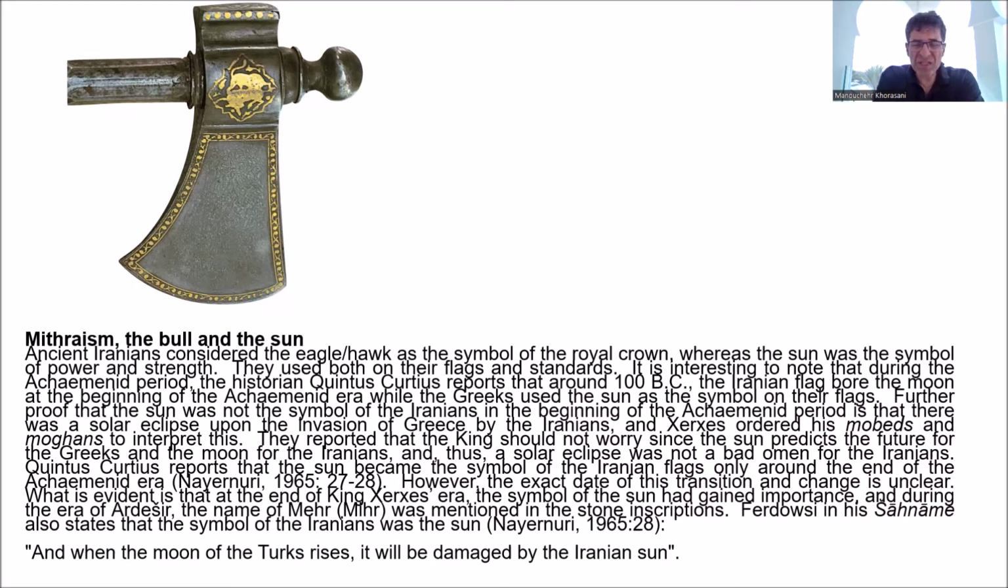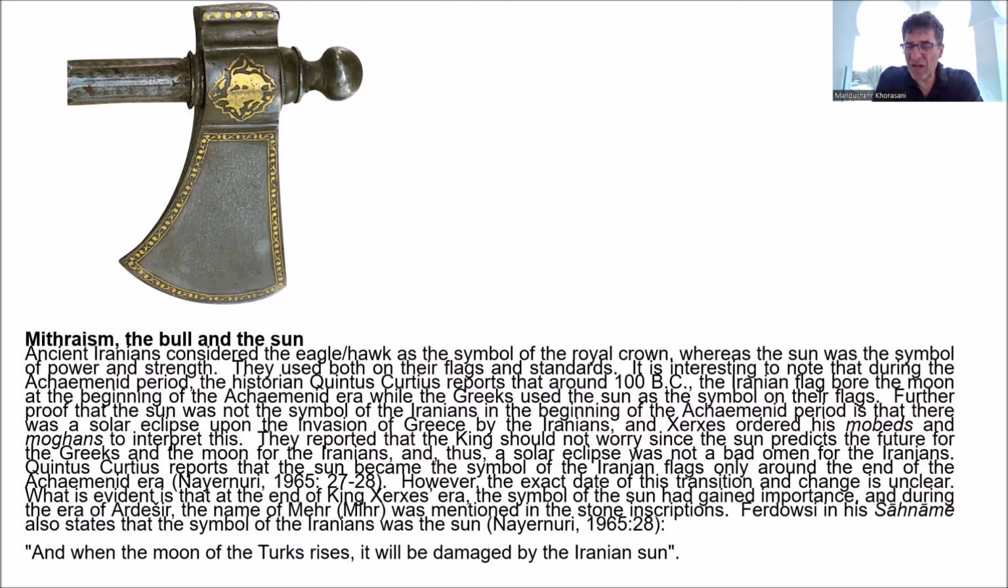Further, there was a solar eclipse upon the invasion of Greece by the Iranians, and Xerxes ordered the Magi to interpret this. They reported that the king should not worry, since the sun predicts the future for the Greeks and the moon for the Iranians.